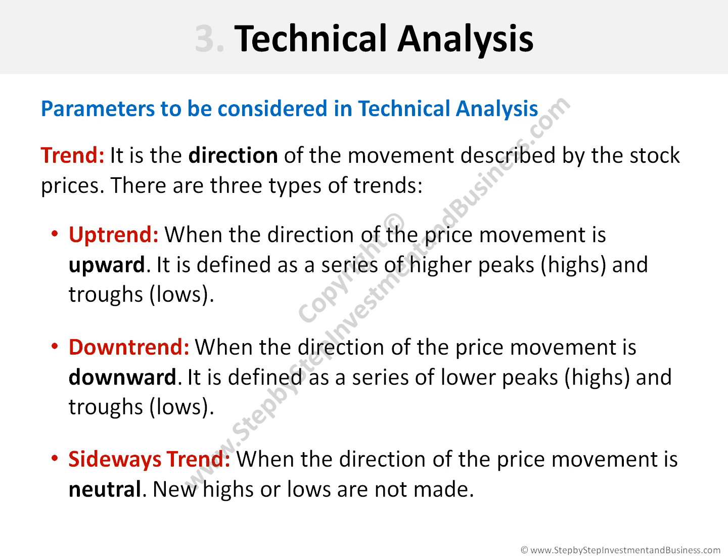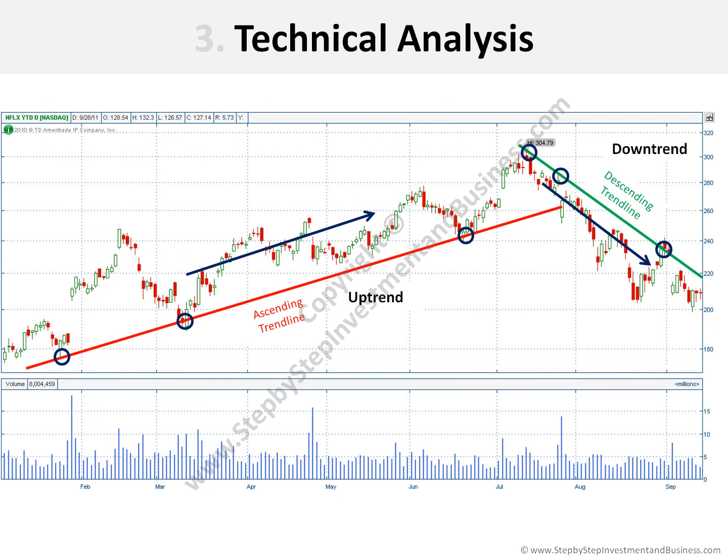On the other hand, the downtrend is when the direction of the price movement is downward. It is defined as a series of lower peaks and troughs, that is, lower highs and lows. And finally, the sideways trend is when the direction of the price movement is neutral. New highs or lows are not made. In this image, we can see an example of an uptrend and a downtrend. We can see the uptrend on the left side of the chart. All trends are demarcated by a line called trend line.